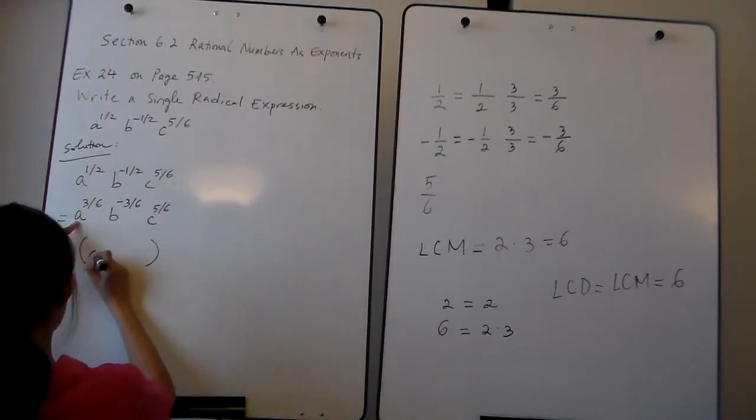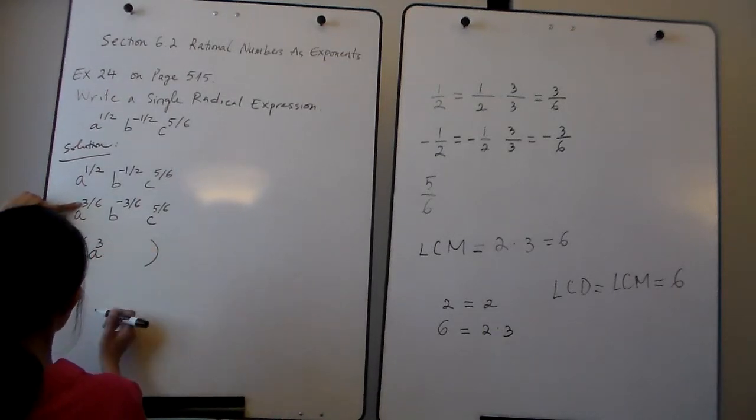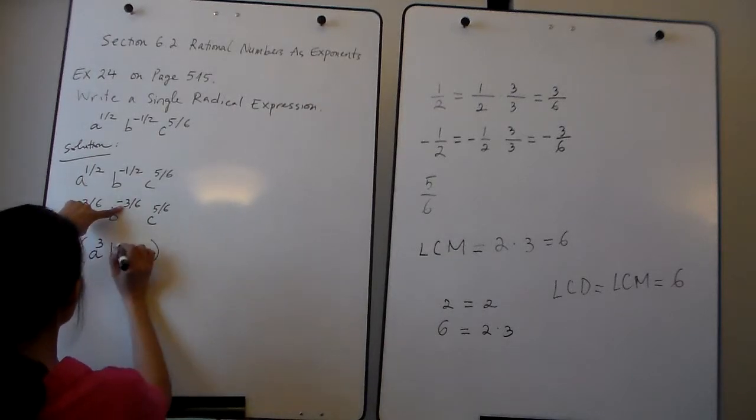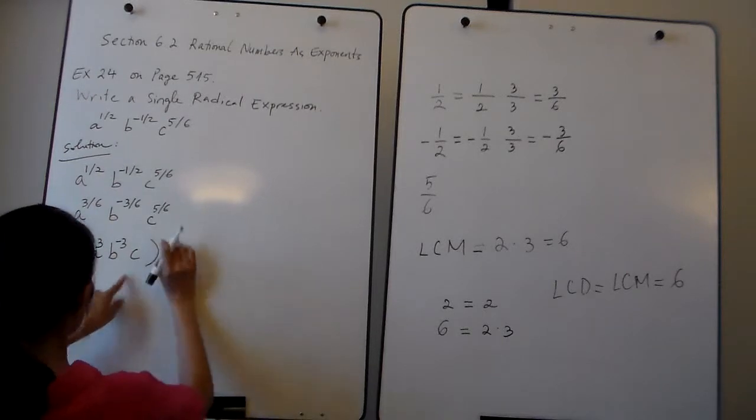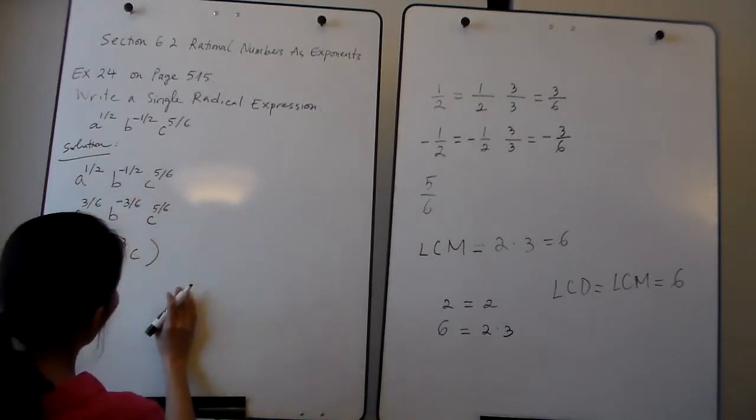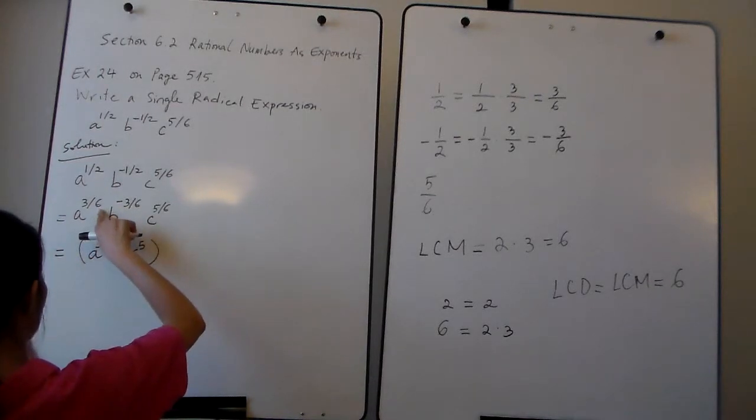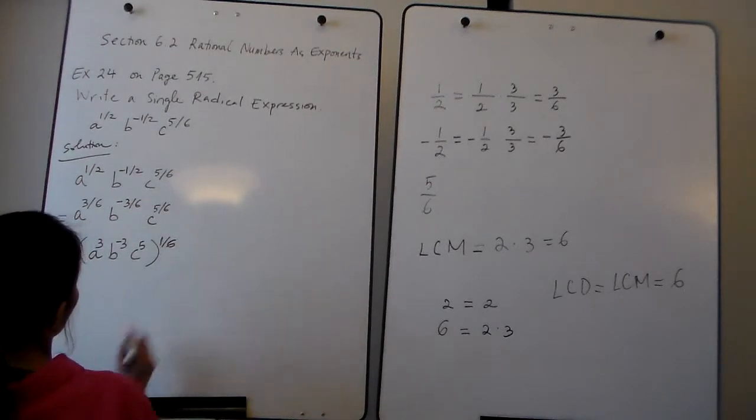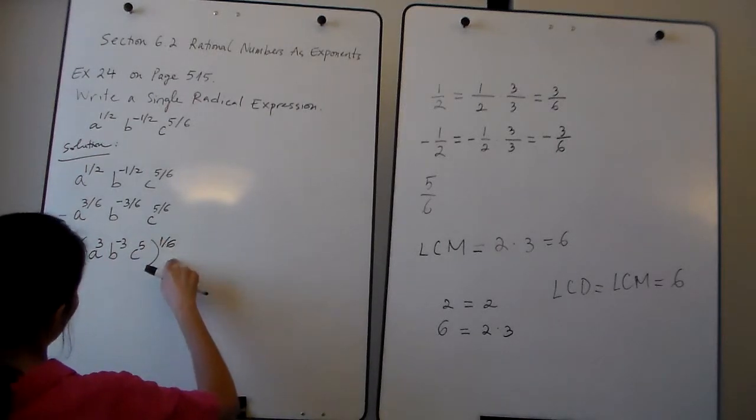So A, the exponent 3 in the numerator stays here. This B, the exponent in the numerator, negative 3, stays, okay? Now C, the exponent in the numerator, which is 5, stays. The only thing outside is the denominator, okay? 6, 6, 6, which is 1 divided by 6. So the outer exponent is 1 over 6.